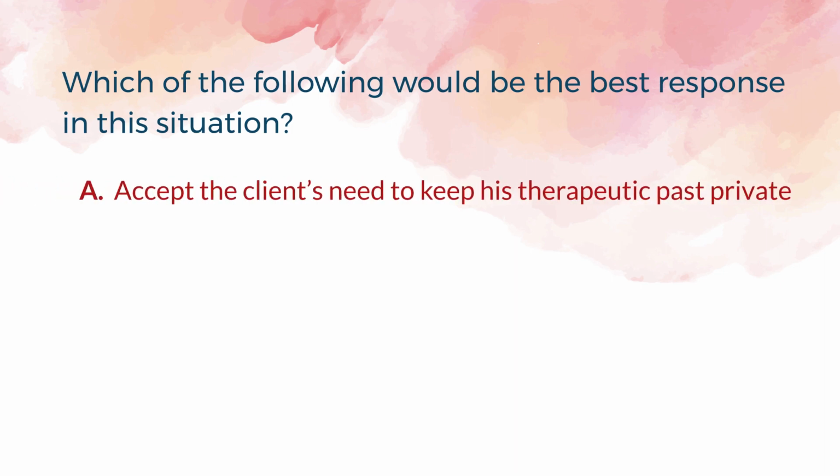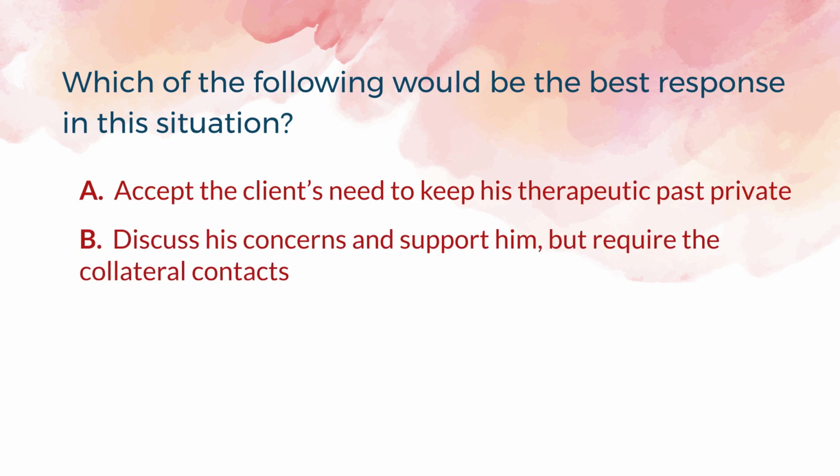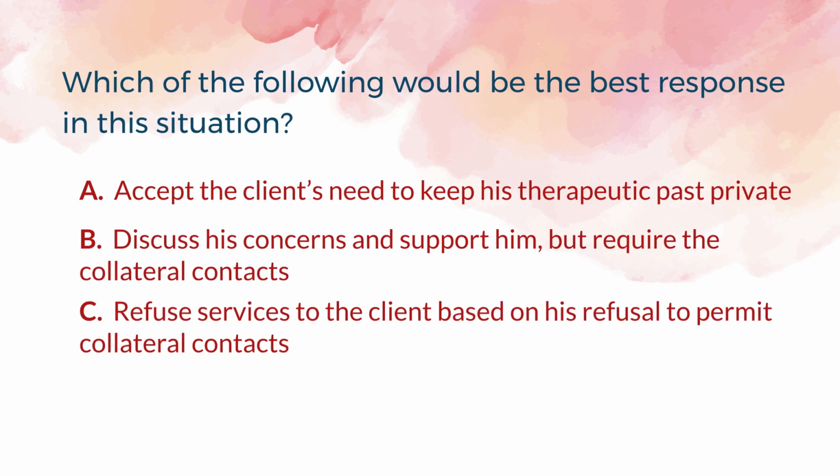A. Accept the client's need to keep his therapeutic past private. B. Discuss his concerns and support him, but require the collateral contacts. C. Refuse services to the client based on his refusal to permit collateral contacts. D. None of them. The correct answer is B. Discuss his concerns and support him, but require the collateral contacts.